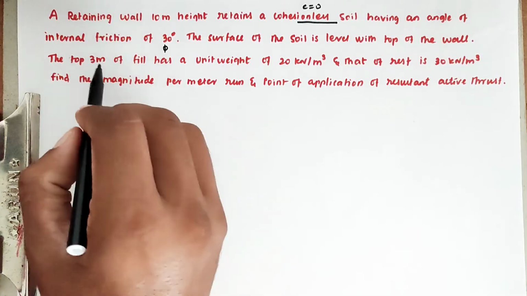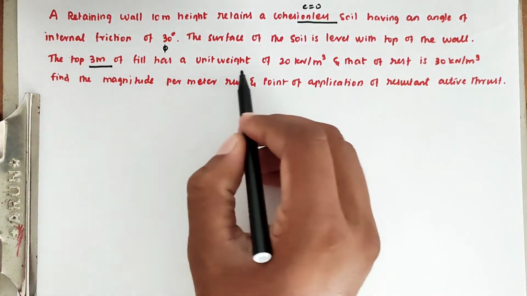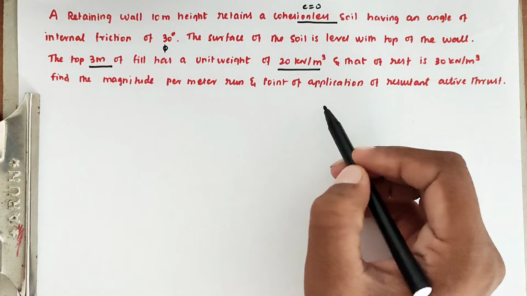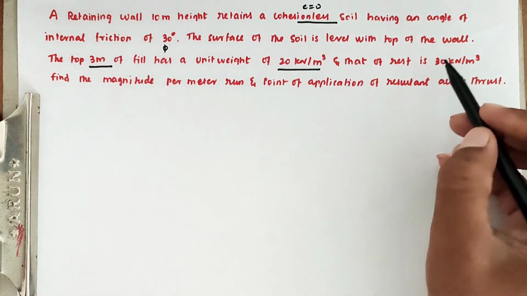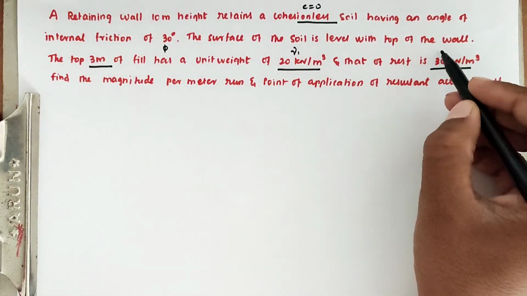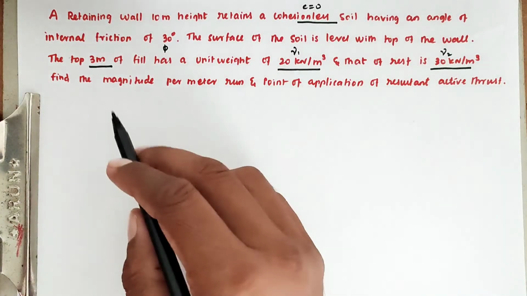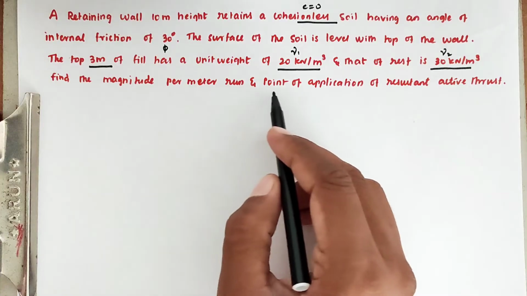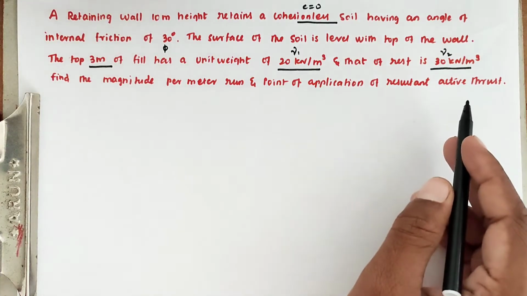The top 3 meter fill has a unit weight of 20 kilonewton per meter cube and the rest is 30 kilonewton per meter cube. So this is the gamma 1 value and this one is the gamma 2 value. Find the magnitude per meter run and the point of application of the resultant active thrust.